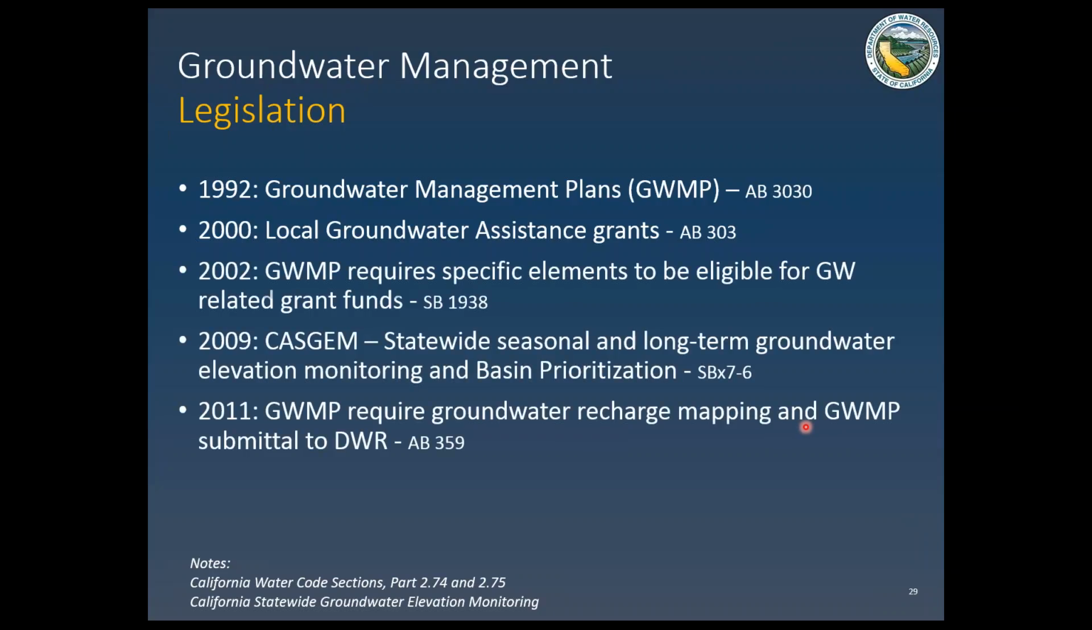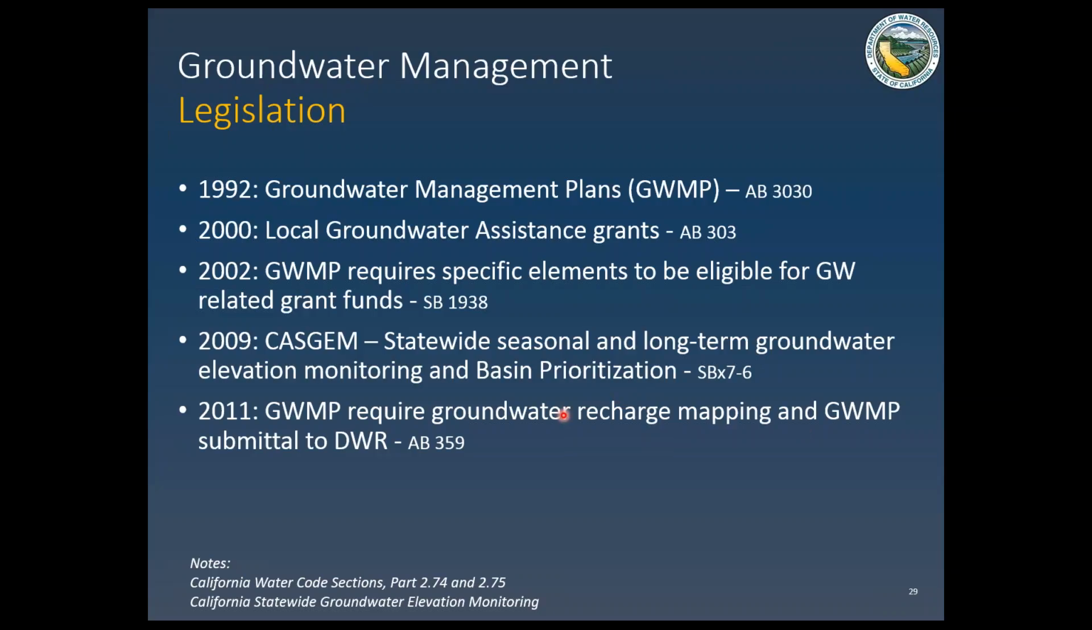Then in 2002, SB 1938 came along. That had more required components, and it was a much more significant step in groundwater management. In order to be eligible for groundwater-related grant funds, you had to have a groundwater management plan that met these specific elements. In 2009, CASGEM came along to try to pull together a lot of the monitoring efforts and bring it all into a centralized database. And at the same time, Basin Prioritization came along.